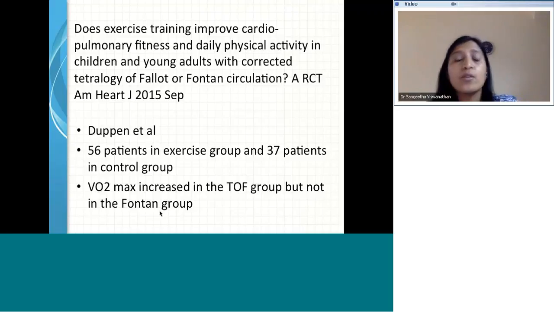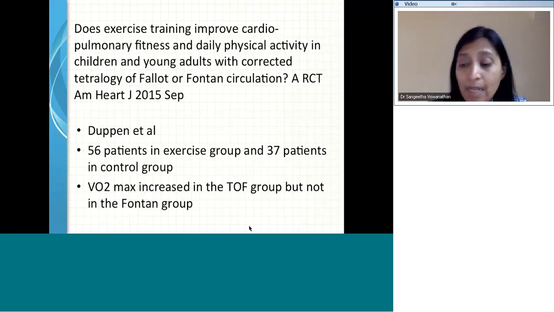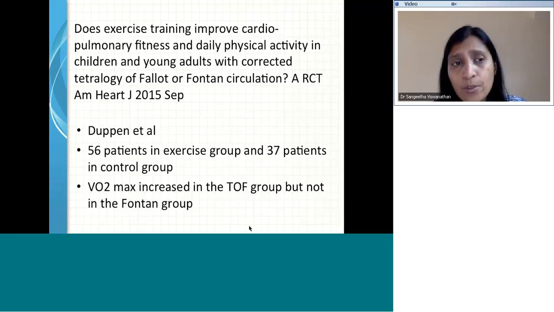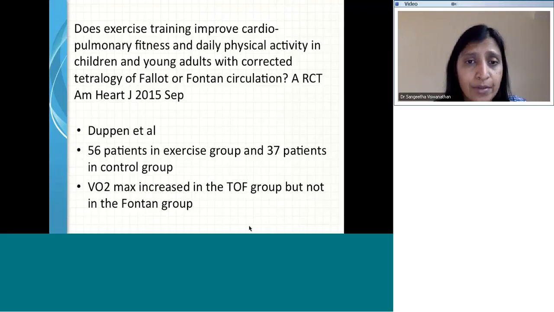I think in the Fontan group, perhaps regular exercise does not have the same level of benefit that you see in patients, say, with repaired tetralogy. But I think overall exercise improves the sense of well-being and I'm sure has some beneficial effects. It's not shown to be detrimental anyway. So I would still encourage some form of regular exercise in patients with Fontan circulation.